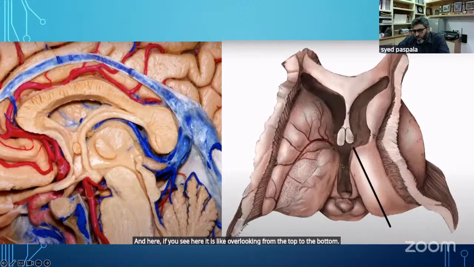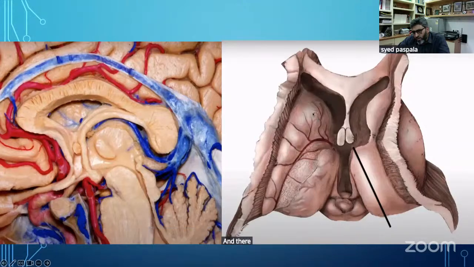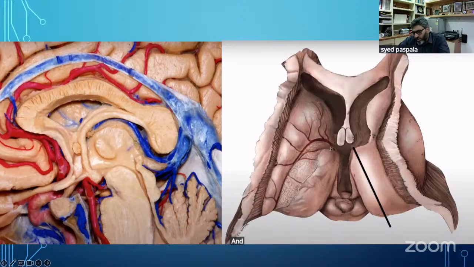This is the third ventricle here. This is the thalamus, which is coated with ependyma on the walls of the third ventricle. And there is a groove between the caudate nucleus and the thalamus. And deep to this groove will be the stria terminalis. The stria terminalis is a structure which connects the hypothalamus with the amygdala. And deeper to that will be the vein of stria terminalis, which is also an important structure in the venous drainage and plays a very important role.